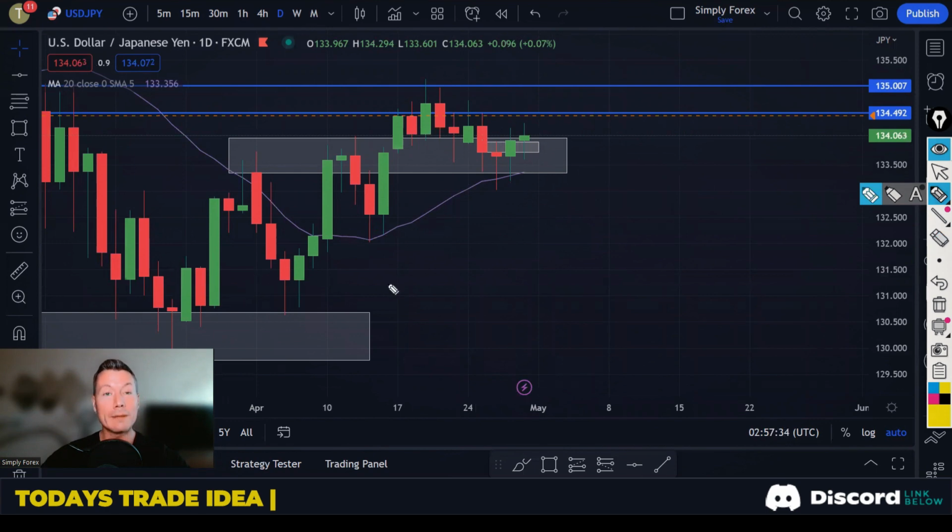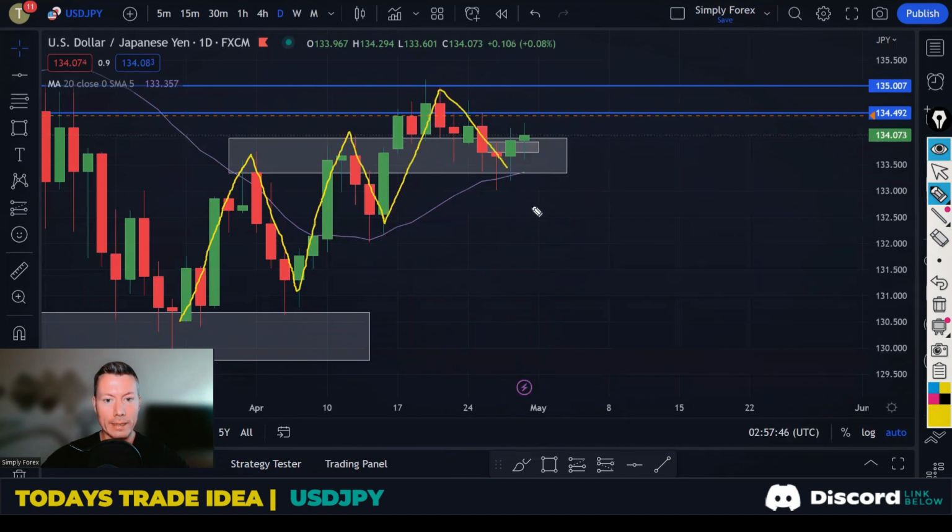So I'm going to do it in reverse order. So US dollar, Japanese yen. This is a trade idea for today. So we are clearly in an uptrend. Okay. And price has come back down to a really good support level. Not only do we have our grey zone, we also have this moving average 20.